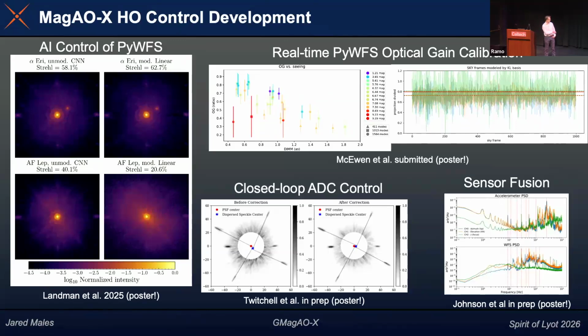Everything has to work perfectly, so Katie has a poster about our closed loop atmospheric dispersion correction. And we've got to get smart about using all the information we have. So Parker has been climbing all over the telescope, installing accelerometers, and you can go see his poster about how we're fusing all of those signals together.